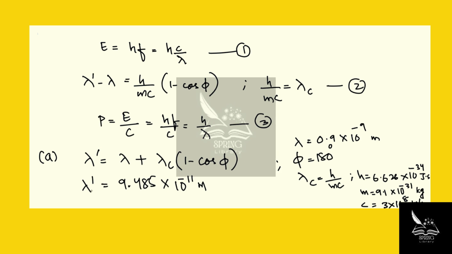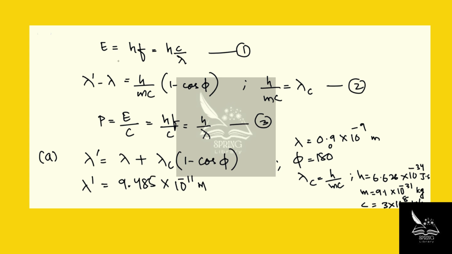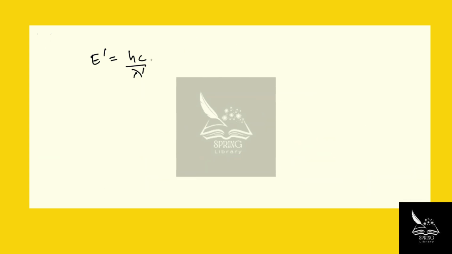So now that we have lambda dash, the wavelength of the scattered photon, we can use equation 1 in order to find the energy of the scattered photon. So E dash is hc over lambda dash. So we are using equation 1 over here, and again substituting the values, we get this answer to be 2.0942 times 10 to the power minus 15 joules.